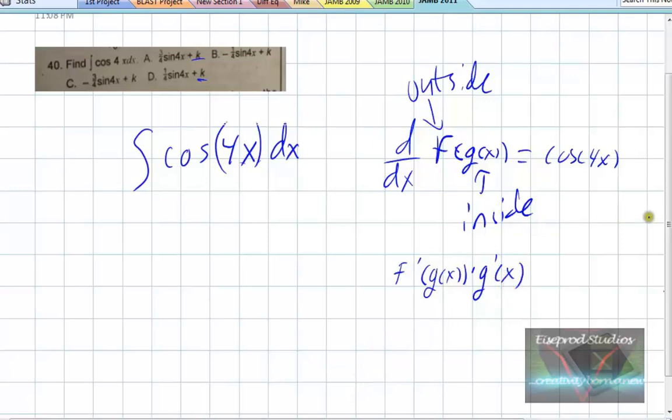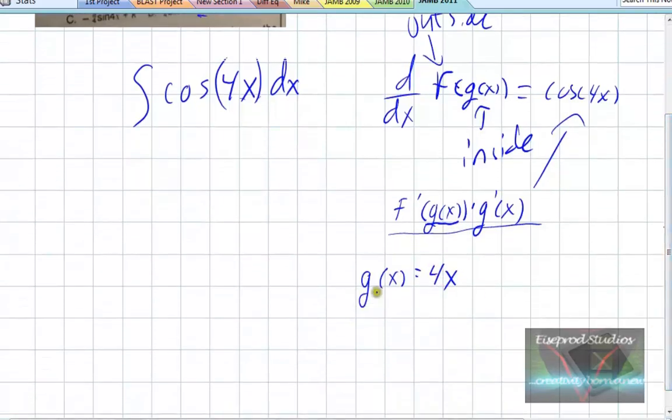So that means that this answer, this cosine of 4x, is in this form right now. So the inside function, like we said, is 4x. So g of x is 4x. And the outside function is cosine of x. So f of x is, or excuse me, the f prime, because it's in this form, so f prime of g of x. So f prime of x is going to be cosine of x.